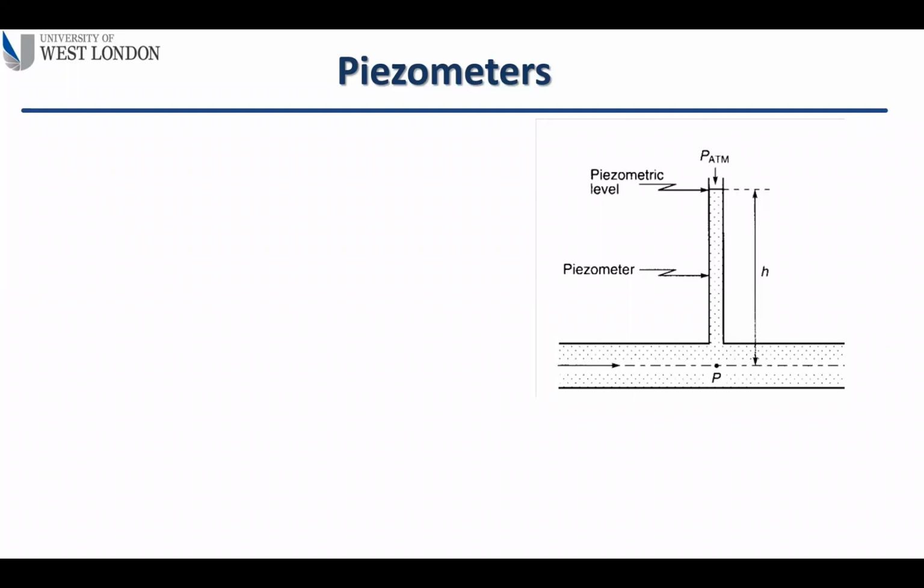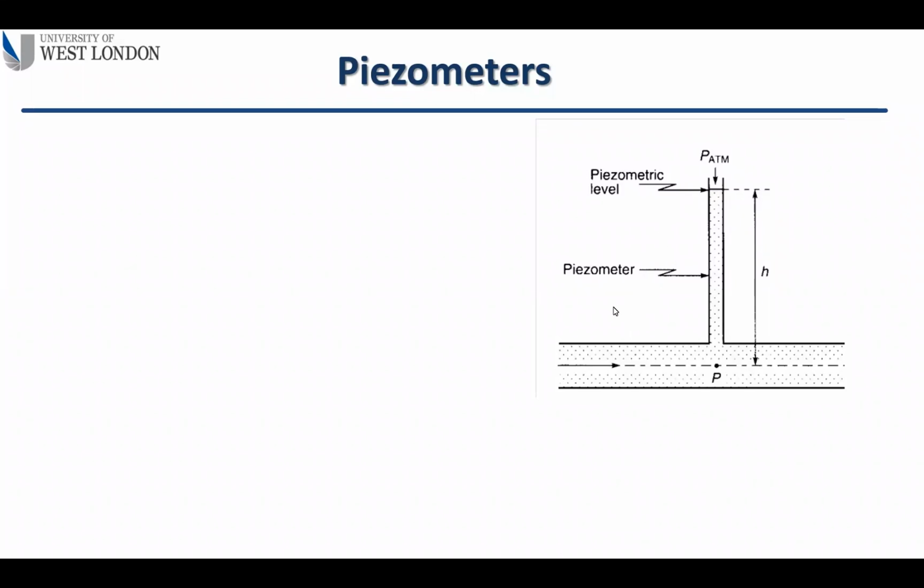Piezometers. What is a piezometer and what does it do in a pipeline? Imagine this is a pipe that has a running flow inside, and we have a standing pipe that we want to use to measure the potential energy of the pressurized flow or fluid here. If we put a standing pipe here to measure the pressure, the level of the water will stand here.